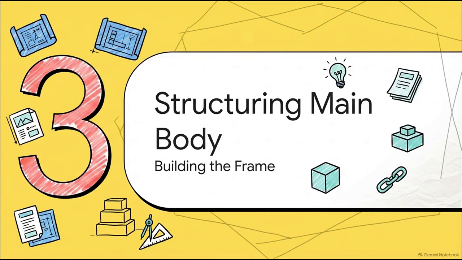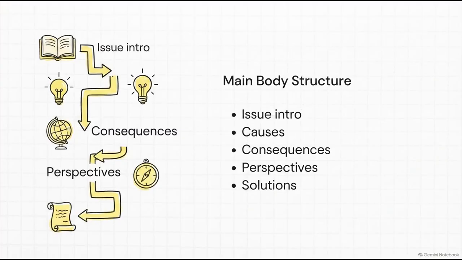So, with your supplies gathered and rigorously evaluated, it's time to build the actual frame of your report by structuring the main body logically. Your main body should flow really smoothly through these key areas. You introduce the issue, then you move into the causes, whether they're social, economic, or political. Next, you explore the consequences on individuals and countries, making sure to use specific evidence. Finally, you transition into the different perspectives and your proposed courses of action.